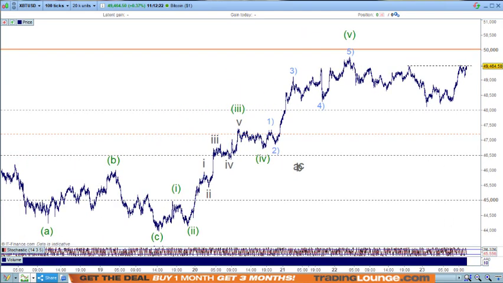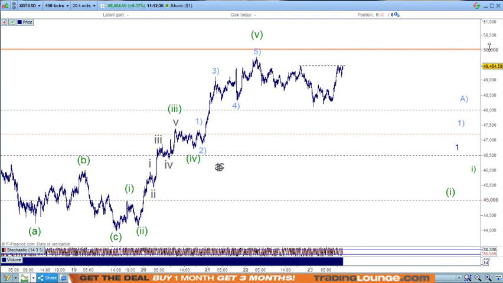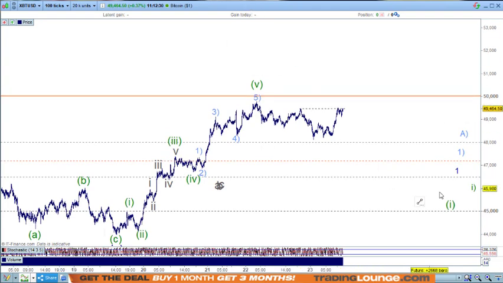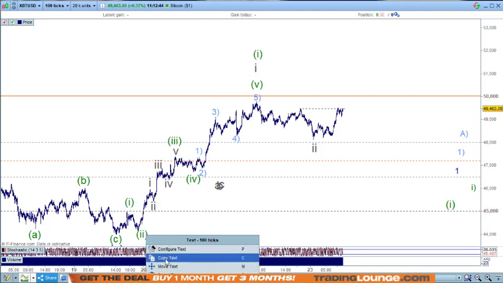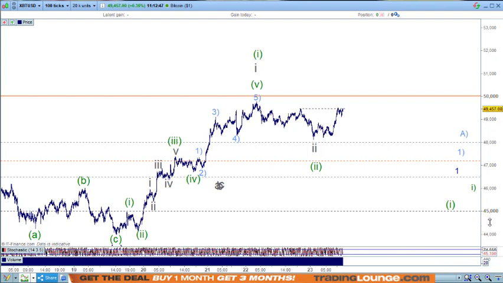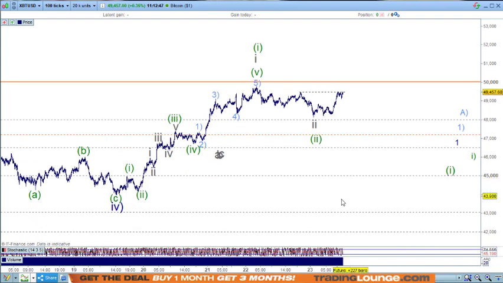So even though I've counted them up like this, we could count this up here as wave 1 and wave 2, or we could copy this here as wave 1 and 2. It's all the same thing. It doesn't really matter that much at this point in time. The point is that we have 5 waves here, and we have a corrective pattern here that's starting to confirm itself.